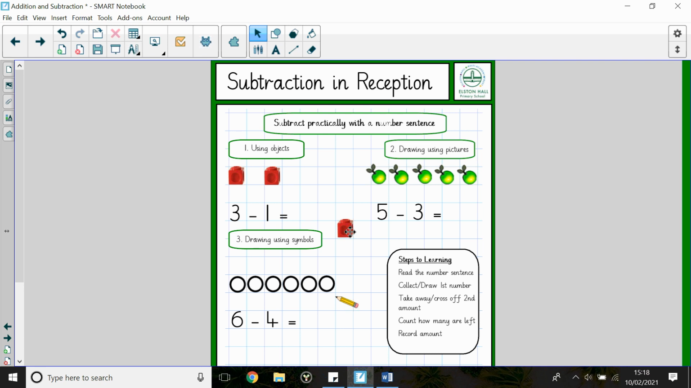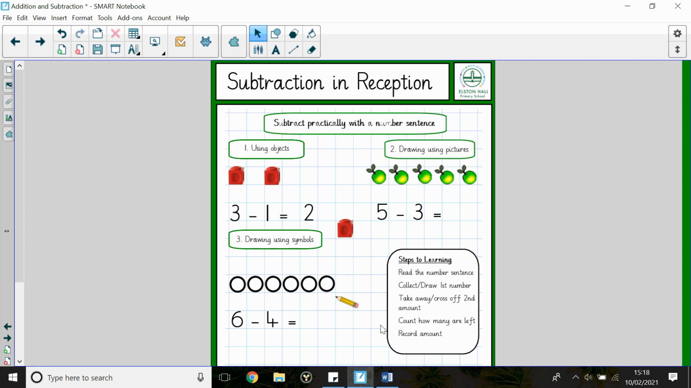I then need to count how many cubes are left. 1, 2. And share the amount within the number sentence for my final step to learning. 3 subtract 1 equals 2.